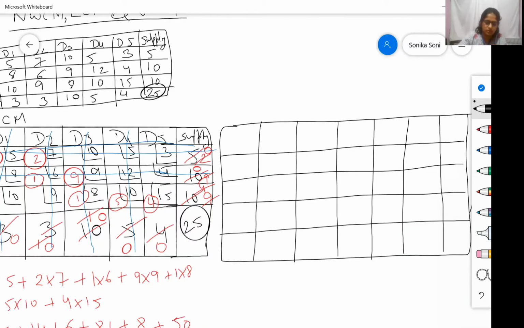7 columns. We have the same destinations: destination 1, destination 2, destination 3, destination 4 and 5. We are taking the same problem here which I have written in the northwest corner side, F1, F2 and F3, which I used for solving the NWCM method. This is LCM. Here it is demand.